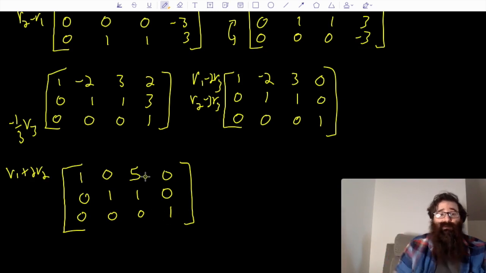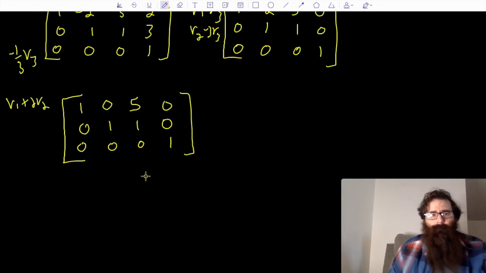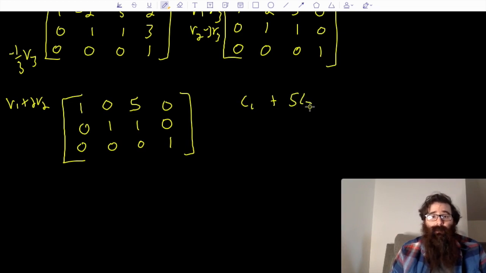We're fully reduced then. Fully reduced row echelon form. But what is this telling me? Well, this first row is saying 1c sub 1, and you can use x's if you like, plus 5c sub 3. And then if I was thinking about augmenting this, and that's really what I want to consider, augmenting this with a column of zeros, is equal to 0.